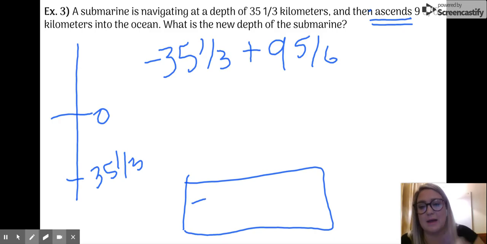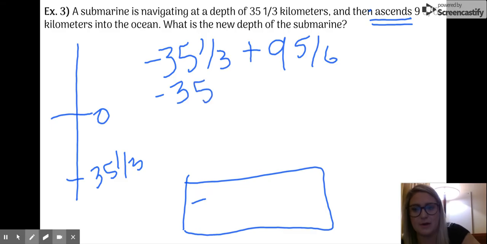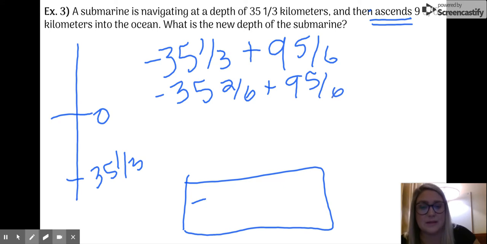So once again, I would set kind of my subtraction up to the side, but first I'm going to have some common denominators. So I'm going to turn this into 2/6 plus 9 5/6. But like I said before, I'm subtracting.